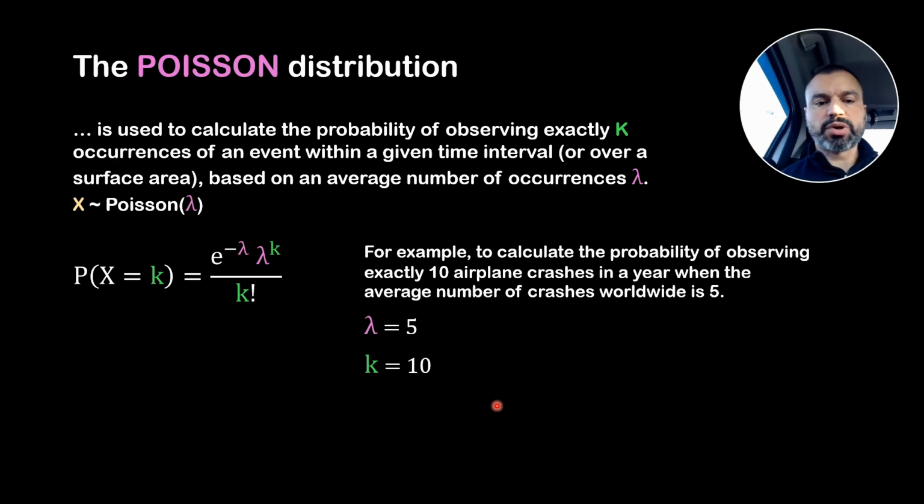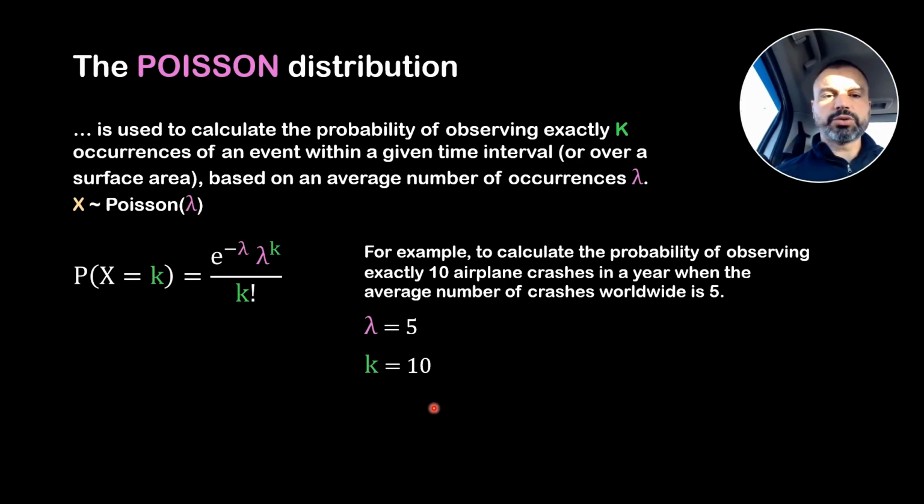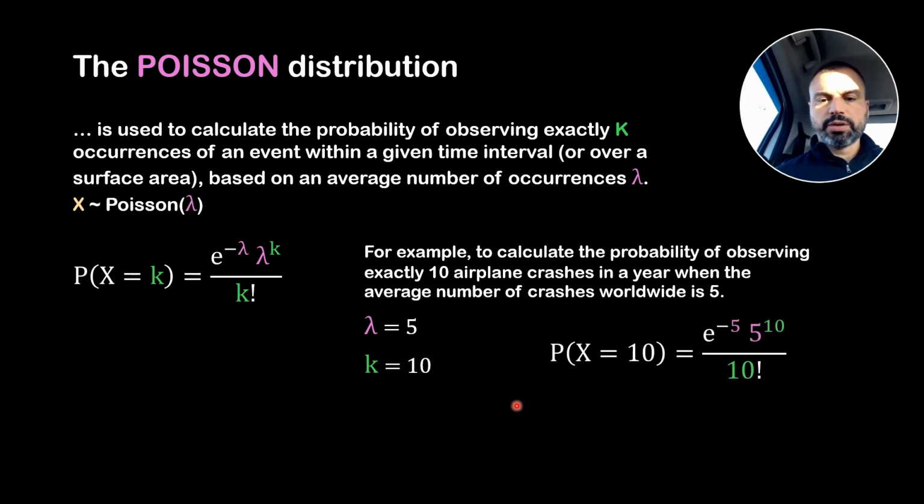So let's find out what the probability of observing exactly 10 airplane crashes in a year is, given that the average number of airplane crashes in the world in a year is equal to 5. When we insert these values into the formula for the PMF, we get the following probability. We get the probability of x being equal to 10 airplane crashes is equal to e raised to the power of negative 5 multiplied by 5 raised to the power of 10, and the whole numerator is divided by 10 factorial.